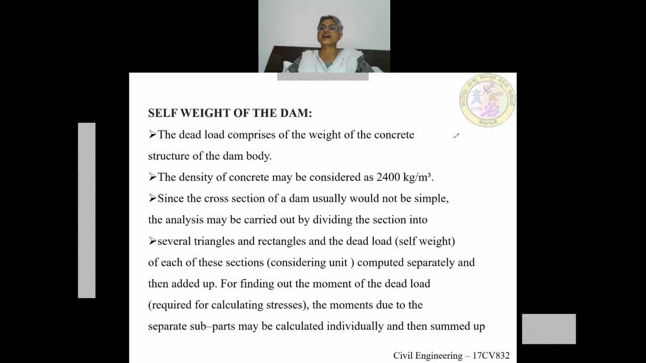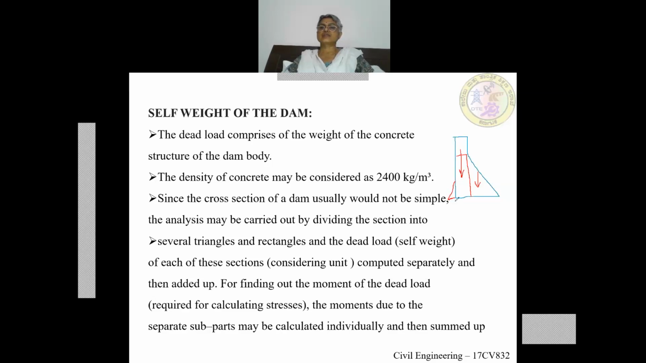if this is the dam section, for calculating the self weight we divide it into different parts. If there's a batter here, again there will be one more triangle. We'll calculate the weight due to this rectangular portion, weight due to this triangular portion, and weight due to this triangular portion. Like we have done for a cantilever beam, the same procedure we have to follow here. This will be acting at a distance of 1/3.